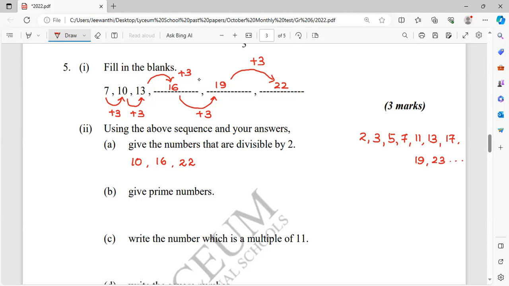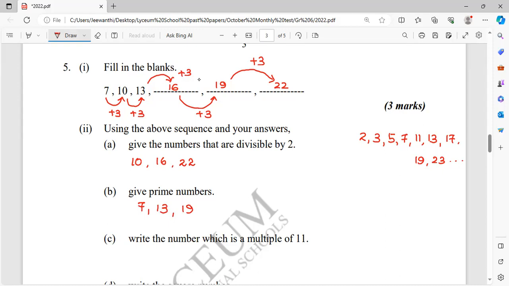And you want to keep in your mind, children, 1 is not a prime number and 2 is the only even number you can see in the prime number list, right? 2 is the only even number in the prime number list. All the other prime numbers are odd numbers. So out of these, what are the prime numbers you can see? 7, then 13, and 19, right?